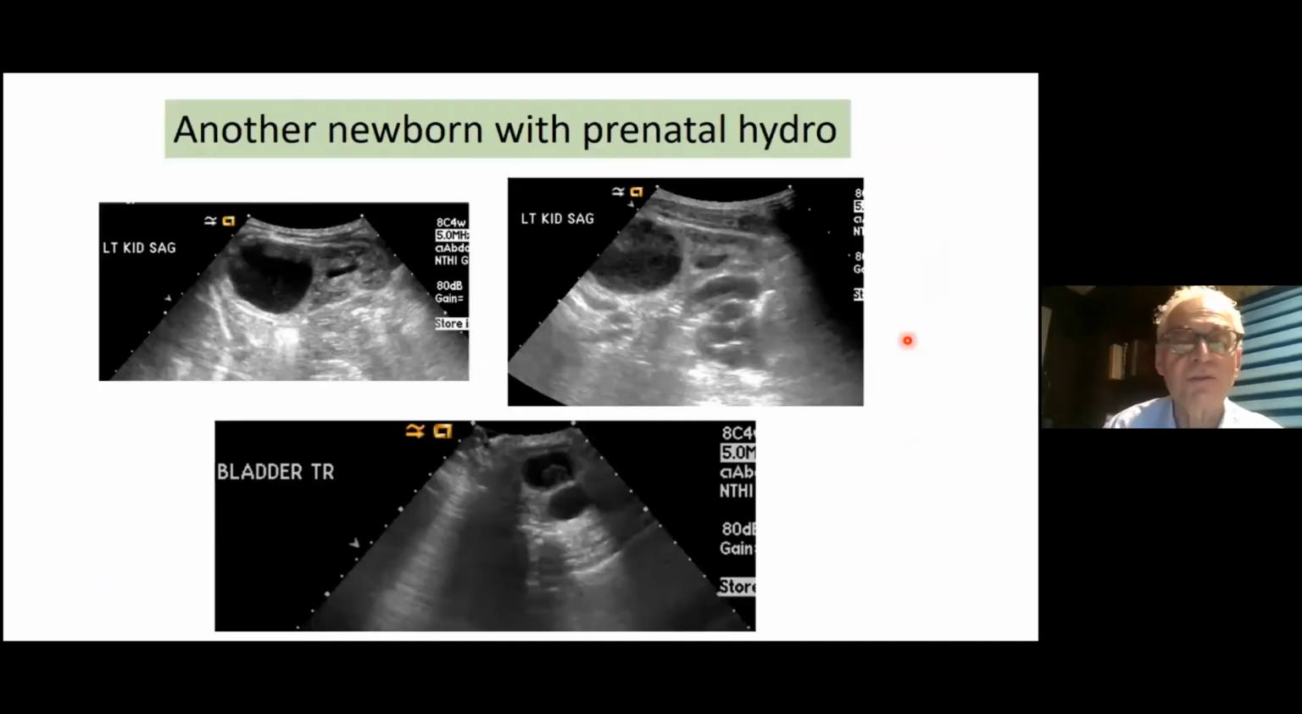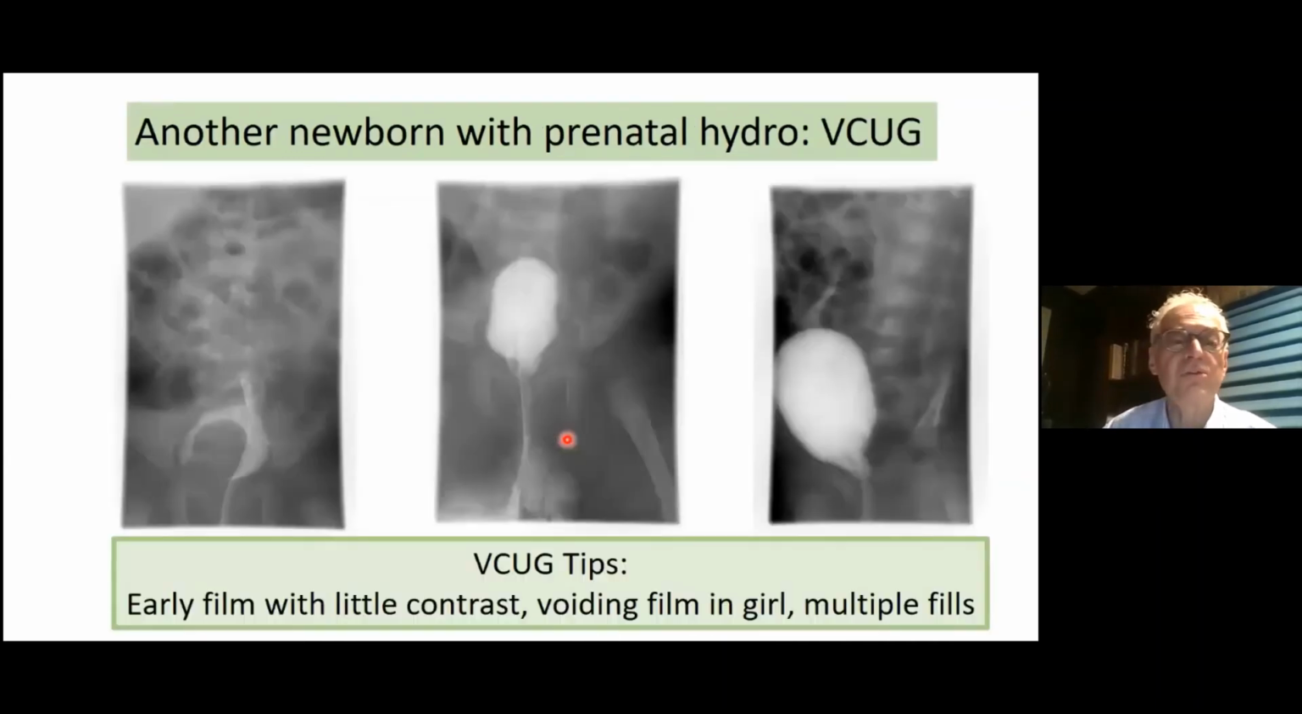Okay, here's another one. Here's another relatively normal lower pole, big upper pole cystic lesion. Here's the bladder, and it's a little more subtle in this case, but there is a little sort of filling defect in the bladder. And when we do the cystogram in this patient, you can see the filling defect from the ureterocele. A couple of VCUG tips.